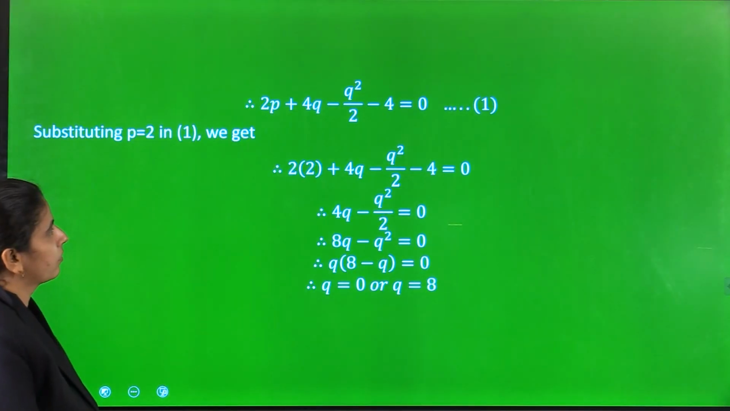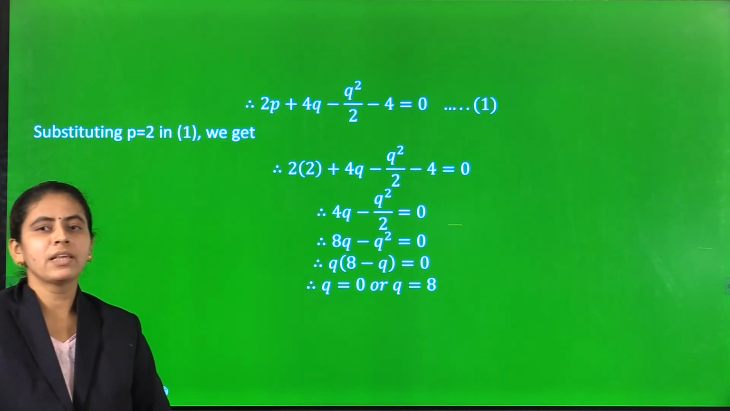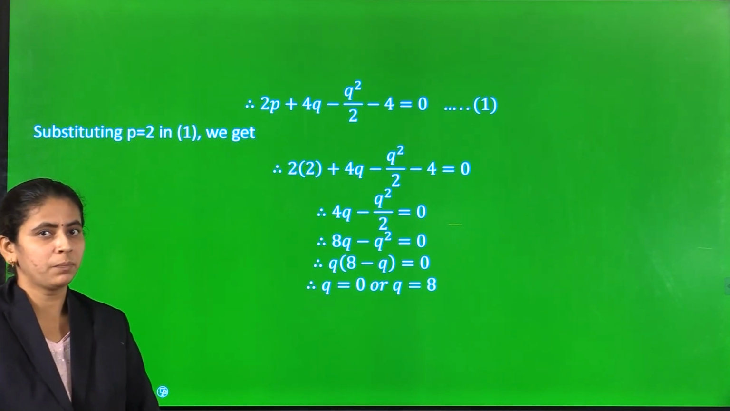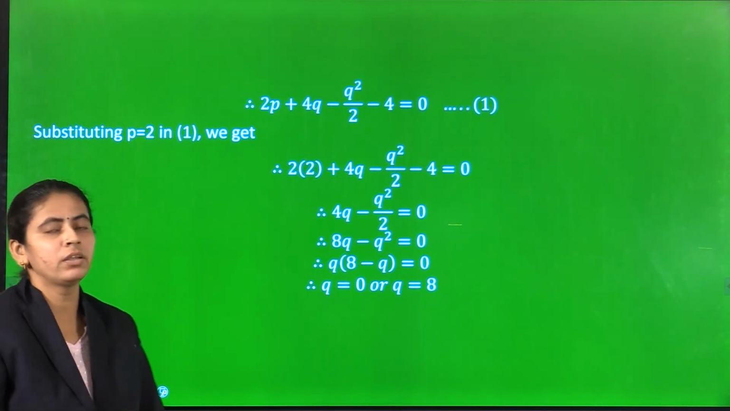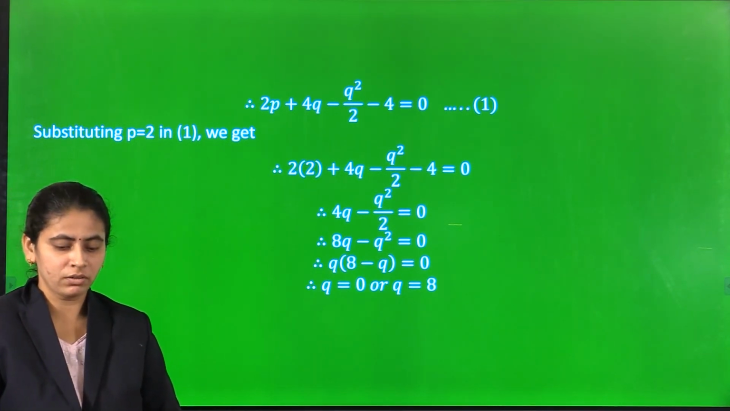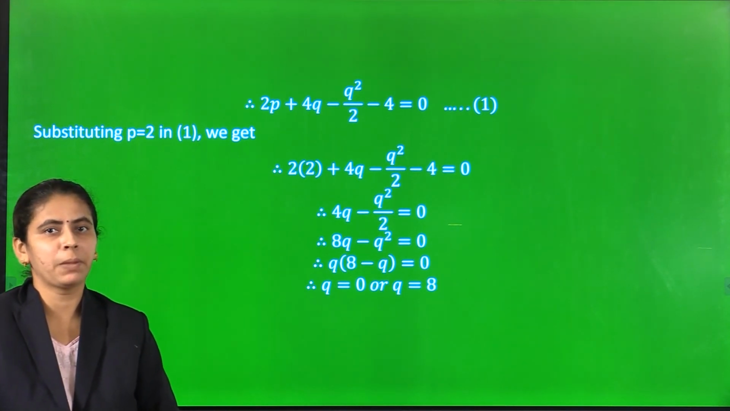So in this way we have studied examples based on theorem 5 and all the remarks of theorem 5. And here we have completed our topic, pair of straight lines, from mathematics paper first.